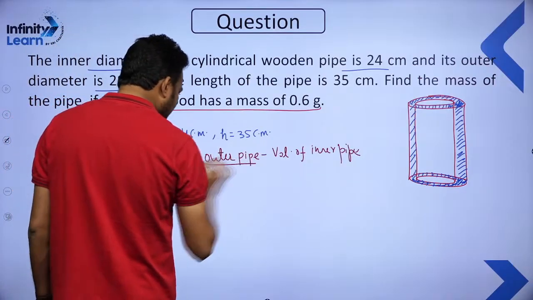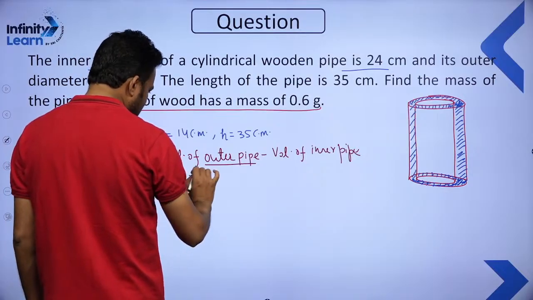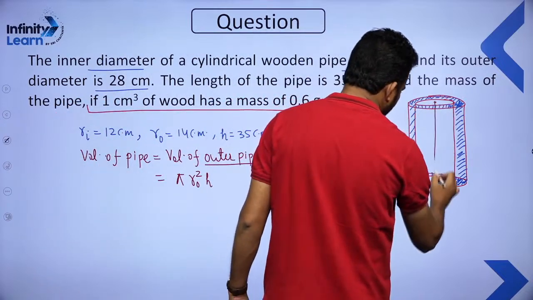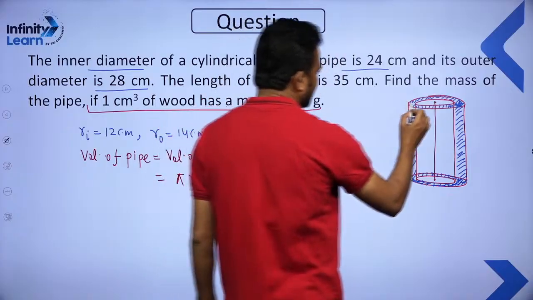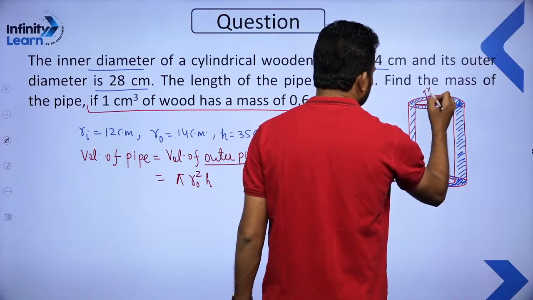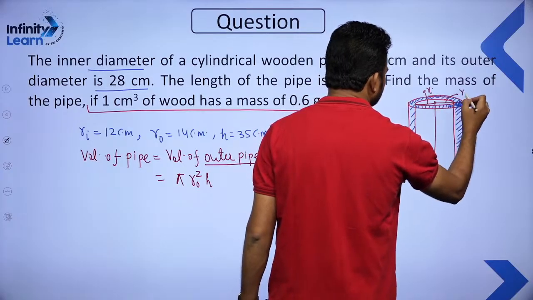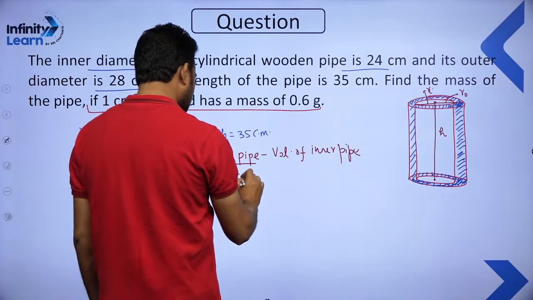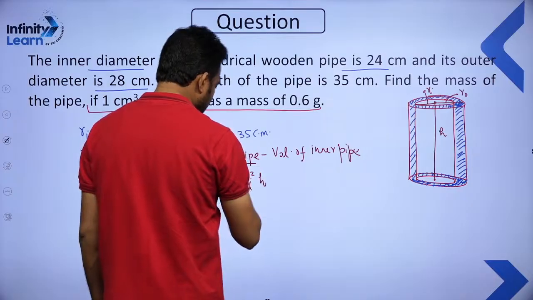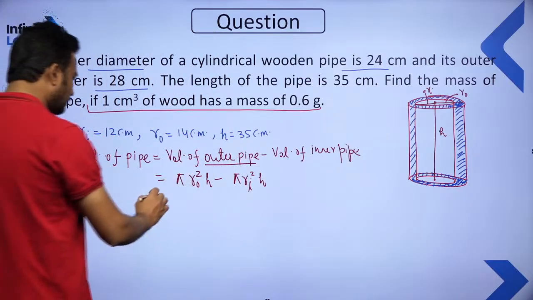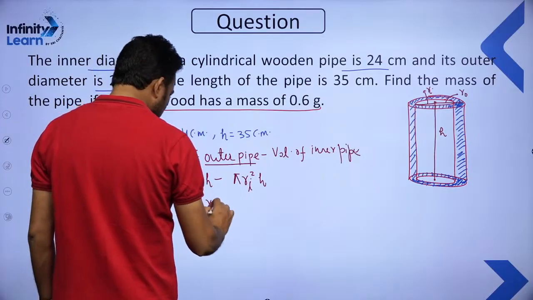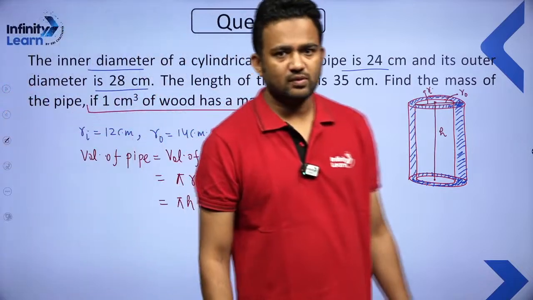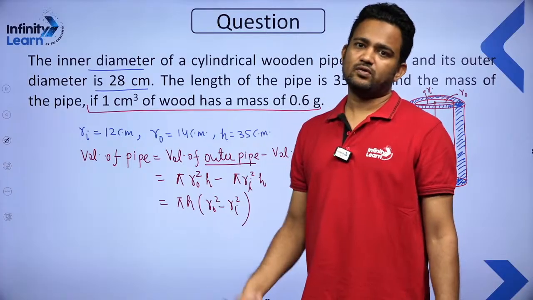Since we are finding the outer pipe, we will use pi Ro square. Ro means radius of outer, and the height is the same. See, this height is the same for both the cylinders. Understood? This will be the inner radius Ri, this will be the outer radius Ro, and this will be the height. Minus volume of inner pipe, that is pi Ri square into h. Got it? We can take pi h common, so we get a direct formula to find the volume of a hollow cylinder: pi h (Ro square minus Ri square).